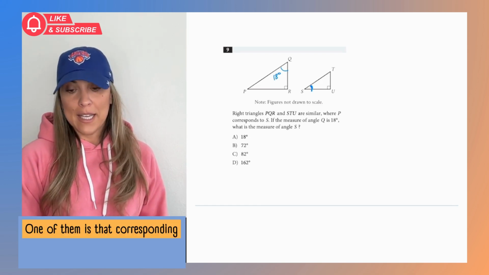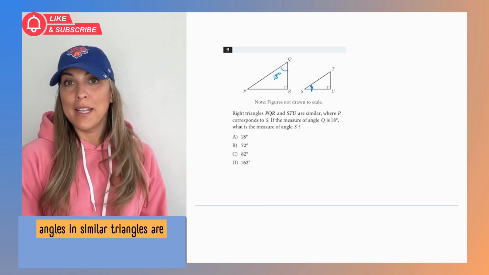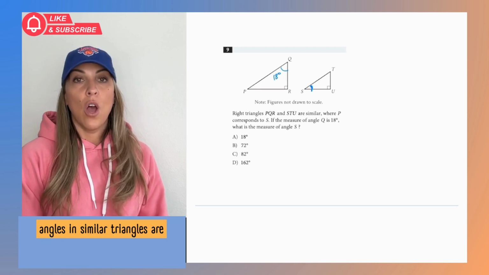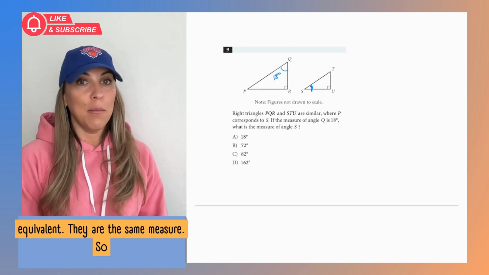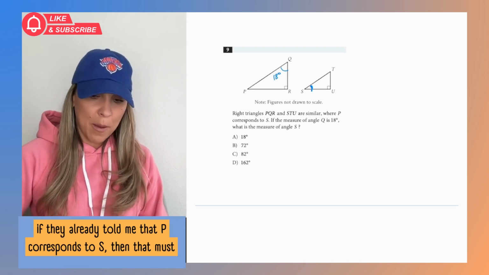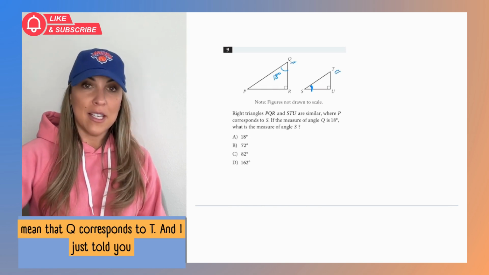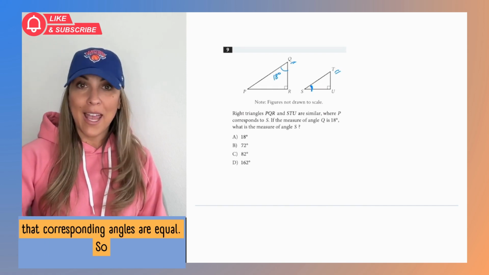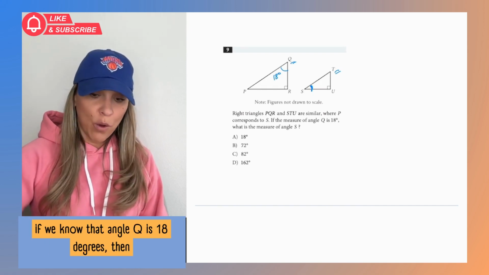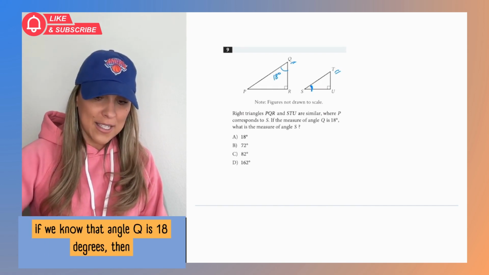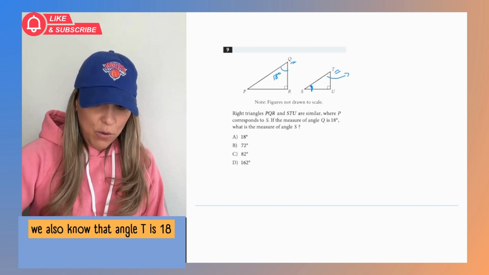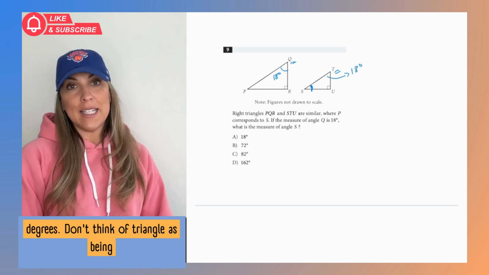One of them is that corresponding angles in similar triangles are equivalent. They are the same measure. So if they already told me that P corresponds to S, then that must mean that Q corresponds to T. And I just told you that corresponding angles are equal. So if we know that angle Q is 18 degrees, then we also know that angle T is 18 degrees.